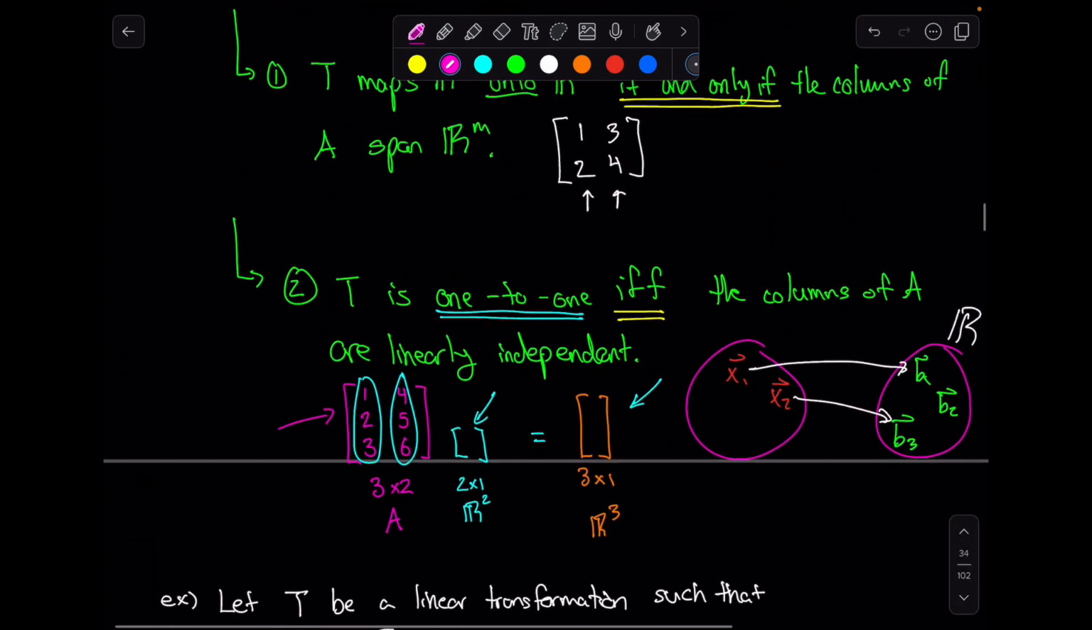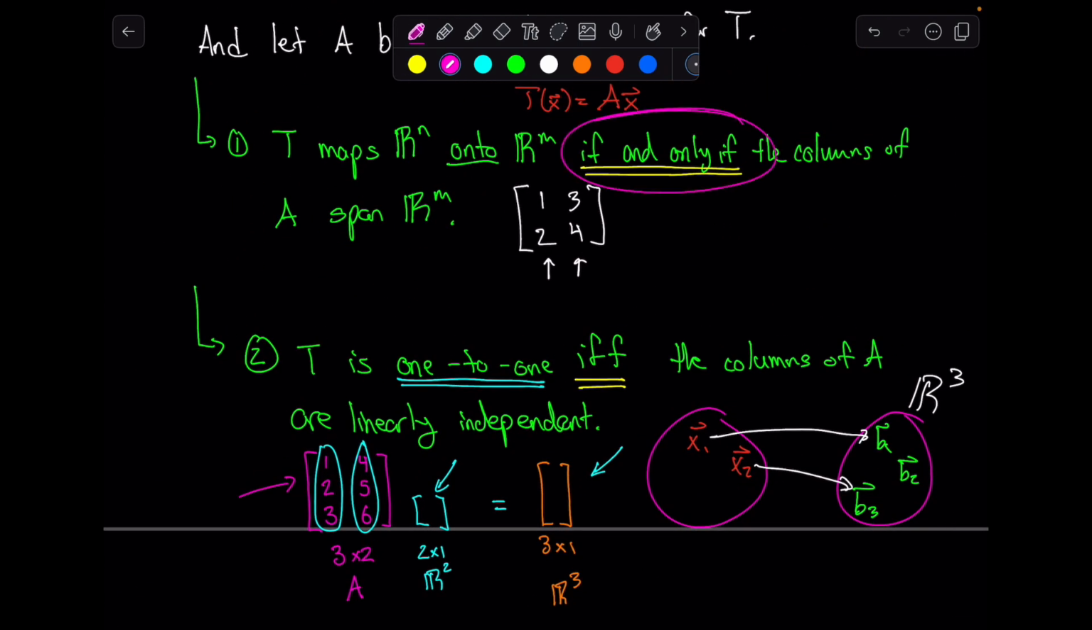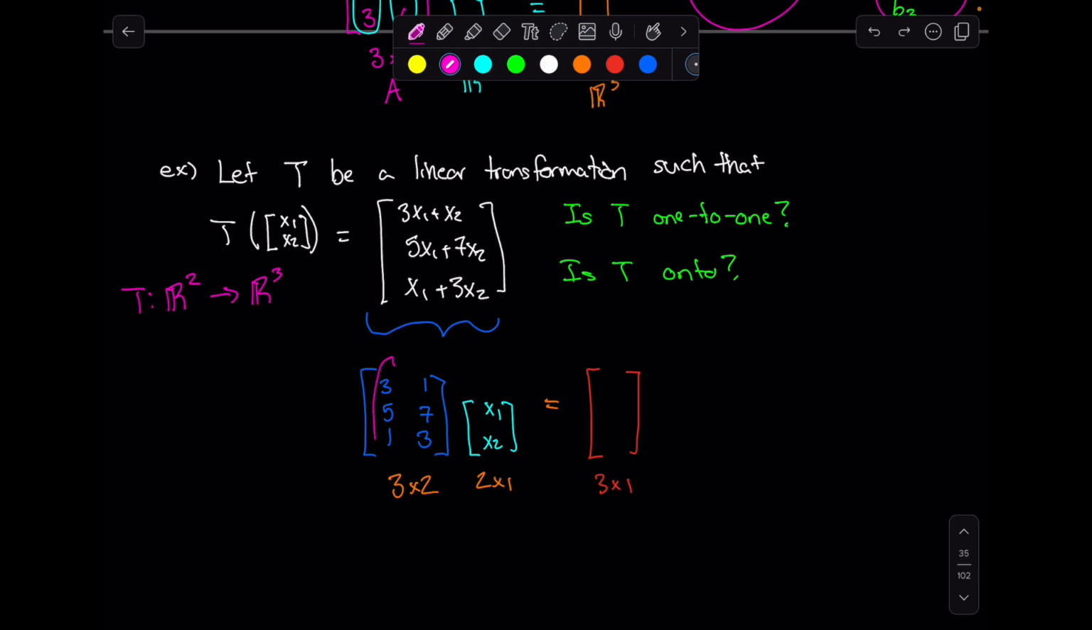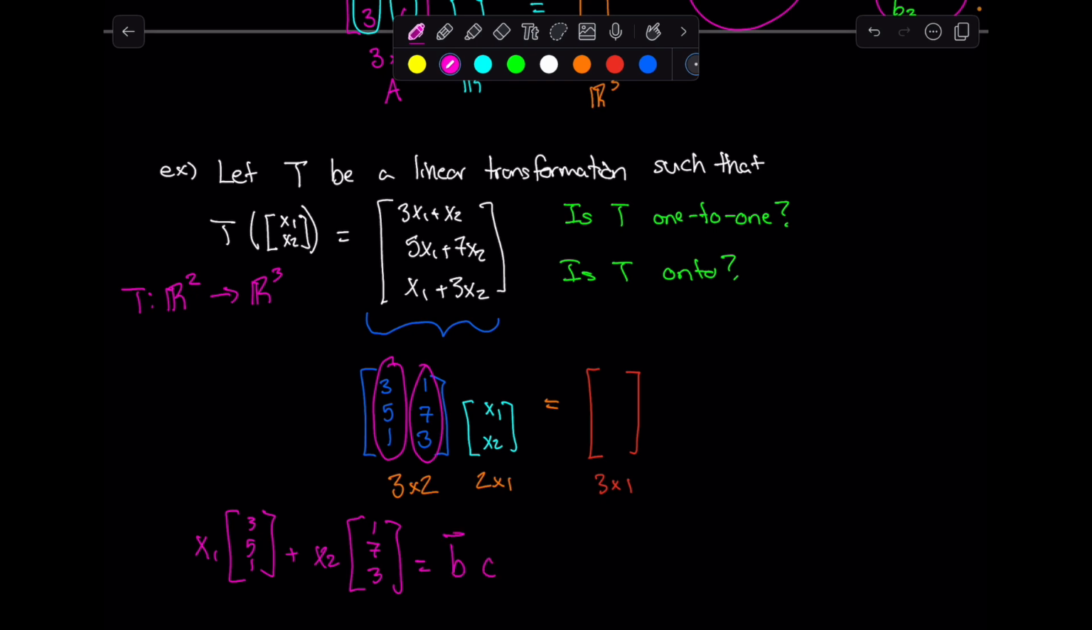If we scroll back up to our conditions, we are onto if and only if the columns of A span Rm. In our case we have 2 columns, which means 2 column vectors. No matter how many combinations we make of them, because another way of thinking about this is x1 times 3, 5, 1 plus x2 times 1, 7, 3, this is going to equal some vector b in R3, but no matter how hard we try, we're not going to get all of R3. It's not possible because we only have 2 vectors. At most, this is going to be a plane of values. So this is not onto; we fail the onto test.